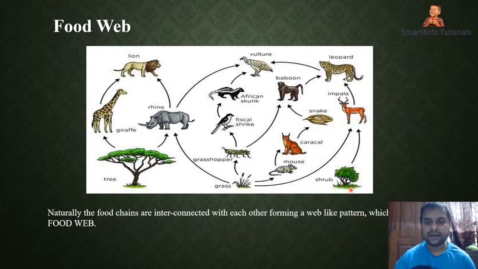Okay. And shrubs from here also end up in this food web. So food web basically is a relationship of different living organisms within an ecosystem.